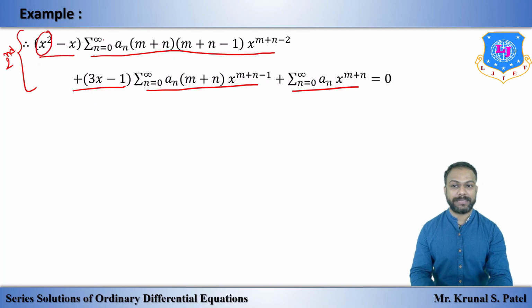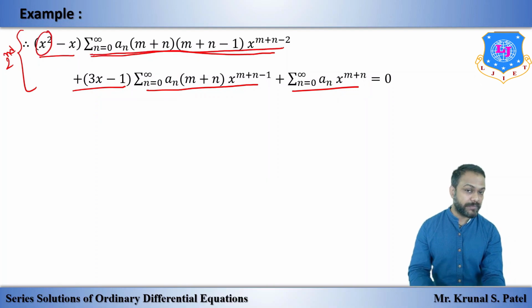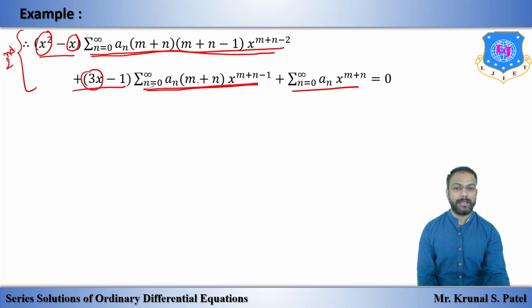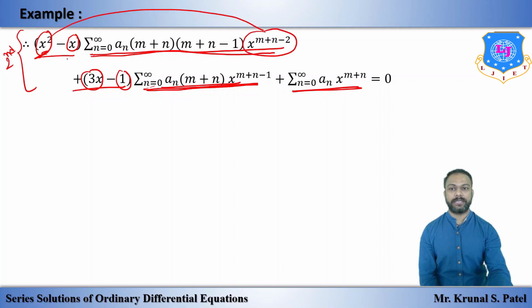That means we are multiplying this x square with this entire sigma, this value y double dash. We will multiply x with this value. Similarly, 3x multiply with this sigma and 1 multiply with this sigma, and this term as it is, because we don't have any constant or x. So if we multiply x square with this sigma, the power of this x square is multiplied with this x, so x raised to m plus n, and the entire sigma as it is. And x multiplied with this, so we have x raised to m plus n minus 1, because minus 2 plus 1. So this will give us two terms.